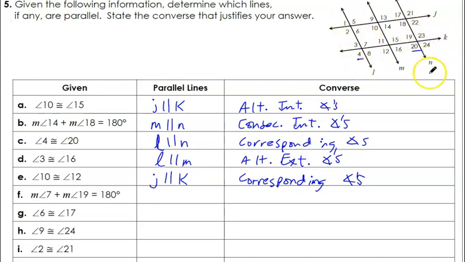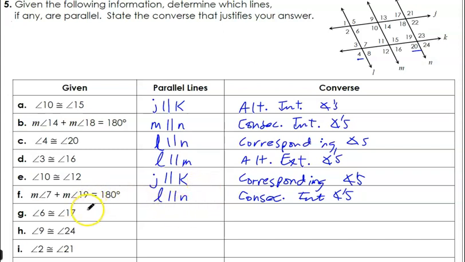Letter F, 7 and 19 are supplementary, and they are on the transversal K, cutting through lines L and N. So that proves that L is parallel to N. And these would be considered consecutive interior angles. Consecutive interior is our converse.